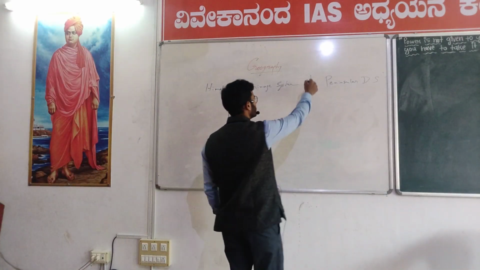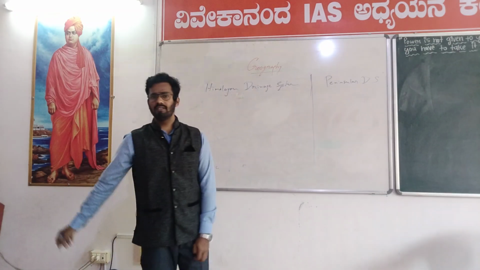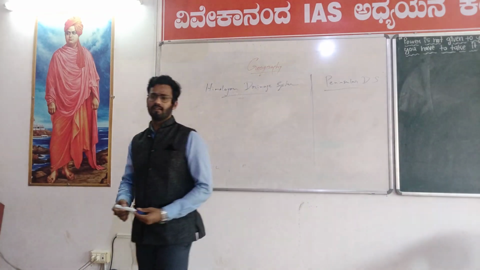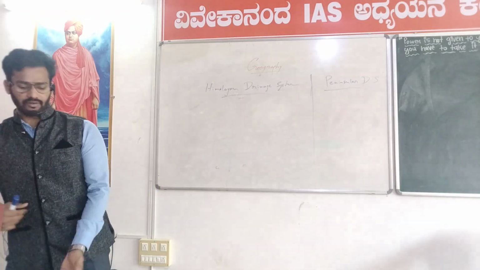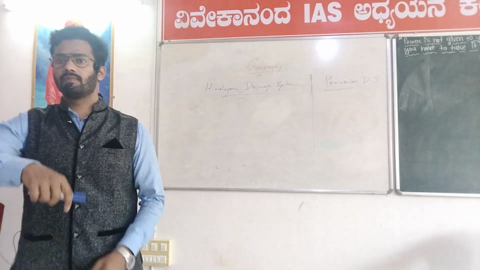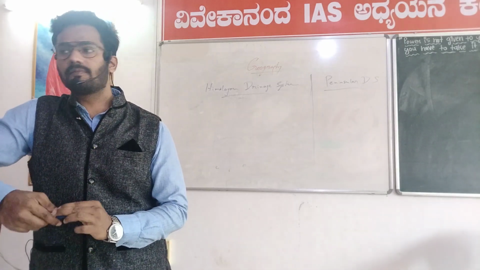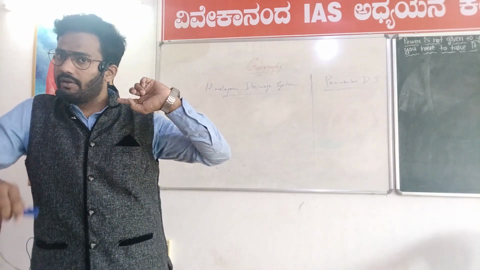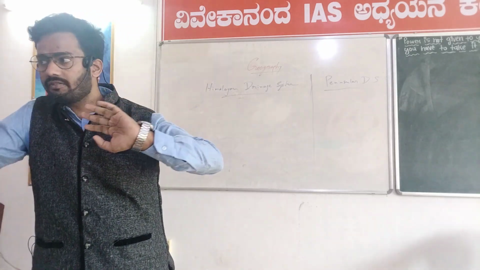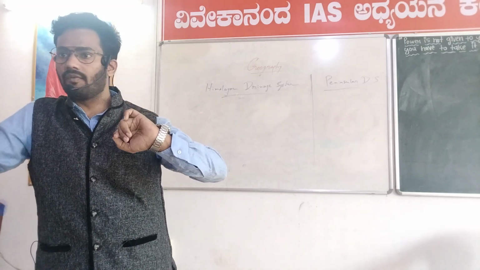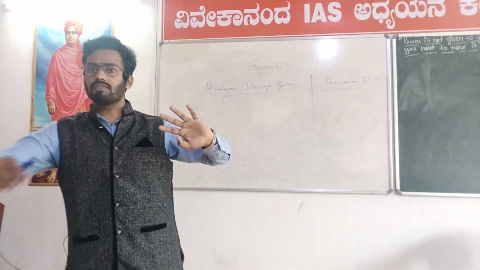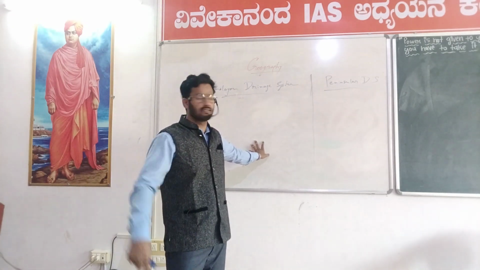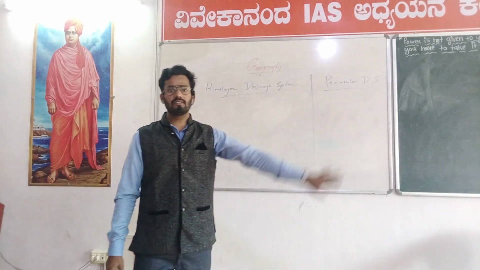And which is perennial and which is seasonal? Perennial means all around the year. Seasonal means only in the rainy season, only during precipitation. Himalayan rivers flow during the rainy season because of rainwater, and during summer because glaciers melt, so they are perennial, all seasons. Peninsular rivers are seasonal rivers.